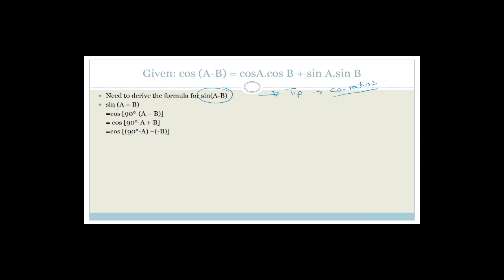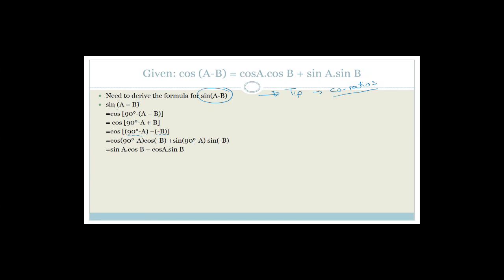Why do we want to do that? Because now, because of 90 minus A, we can do something with it. We can't do anything with A minus B, but now we've got two angles that we can actually work with. So now we're going to apply this rule. It becomes cos of (90 minus A) cos of minus B, plus sine of (90 minus A) sine of minus B, right? So now what do we want? Cos of 90 minus A becomes sine A, because that's a co-ratio. Cos of minus B, we've just proven, is cos B because it's in the fourth quadrant. Sine of 90 minus A is cos A, and sine of minus B is minus sine B.